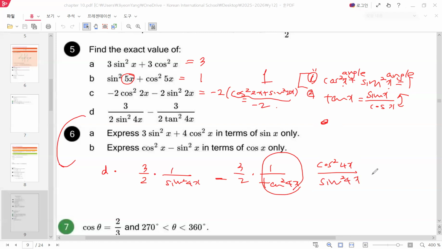Do you know what it means? So tangent x equals sine x over cosine x. It means that 1 over tangent x, you can write it as cosine x over sine x. Do you understand? Right? And since it's tangent 4x, you should write down 4x and 4x, right? Since it is written as square, you can write it as square here, square here.